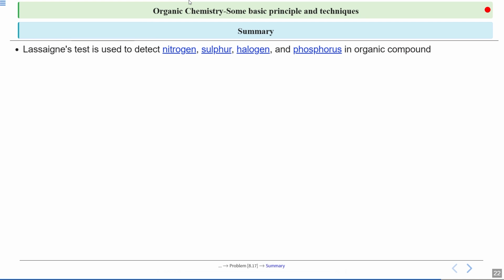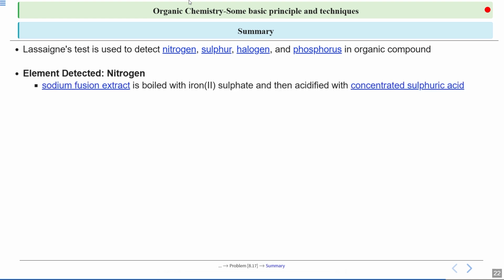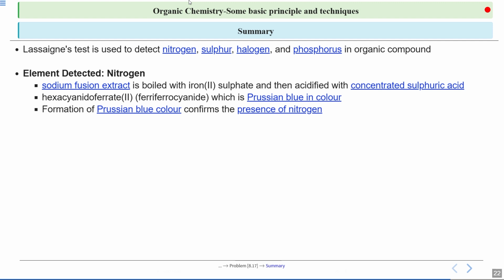Next, we have the Lassaigne's test, which is used for the detection of nitrogen, sulfur, halogen, and phosphorus in a given organic compound. For nitrogen detection, we boil the sodium fusion extract along with iron(II) sulfate, and then we acidify it with concentrated sulfuric acid. In that process, ferric ferrocyanide, which is Prussian blue in color, is formed, and it is a clear indicator that the compound contains nitrogen. So the formation of the Prussian blue color confirms that nitrogen is present in the given organic compound.